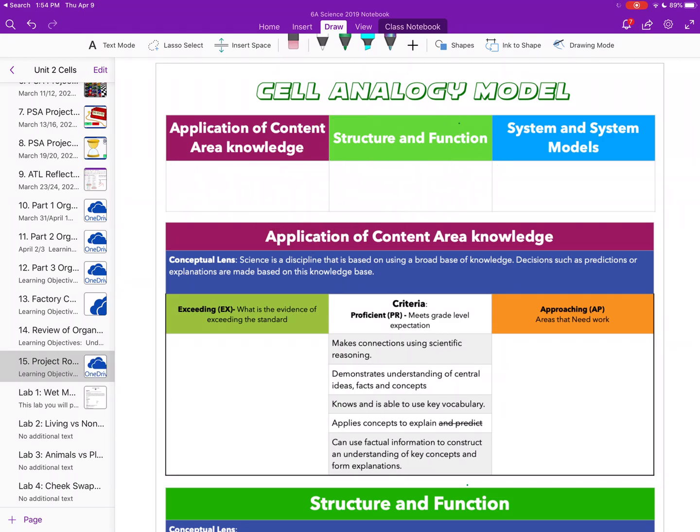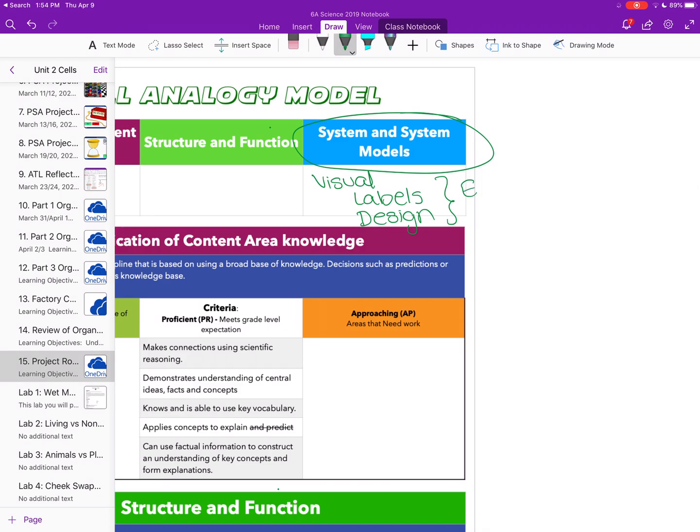And then the next grade you're getting is for systems and system models. So this has to do a little bit with your visuals. So this is the visual model that you're creating. Is it clear? Does it give a connection to the organelle and the analogy world? So those are things like labels, clarity, design. Think about those concepts, as well as the quality and clarity of your explanation.